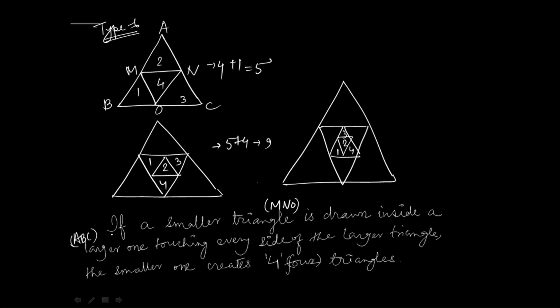So if a smaller triangle is drawn inside a larger one, touching every side of the larger triangle, the smaller one creates 4 more triangles. I hope it's clear to you. 4 more triangles, 1, 2, 3, 4.